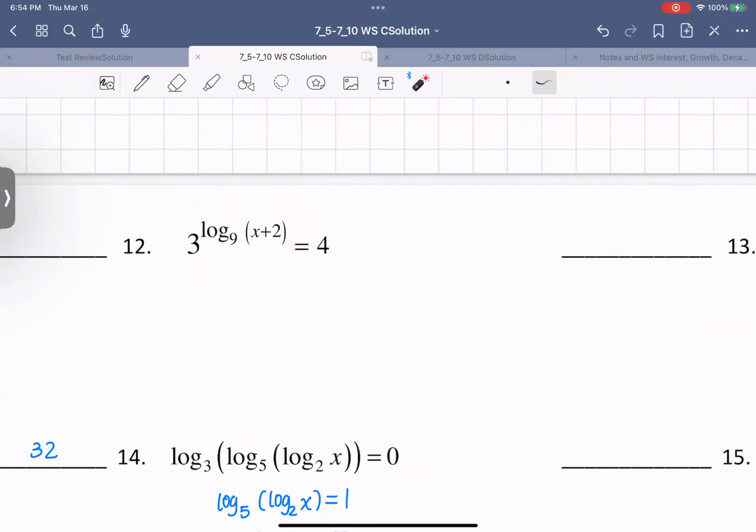Valeria, what can you do for this one? This is 3, this is 9. So you want to change this to be 9 to the power of 1/2, right? Yes.